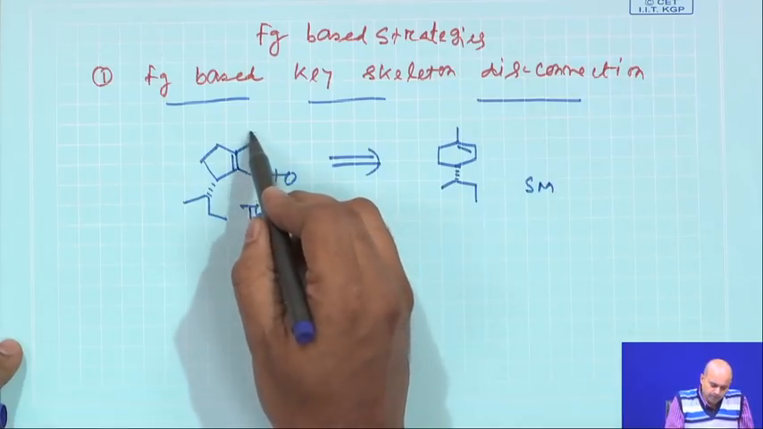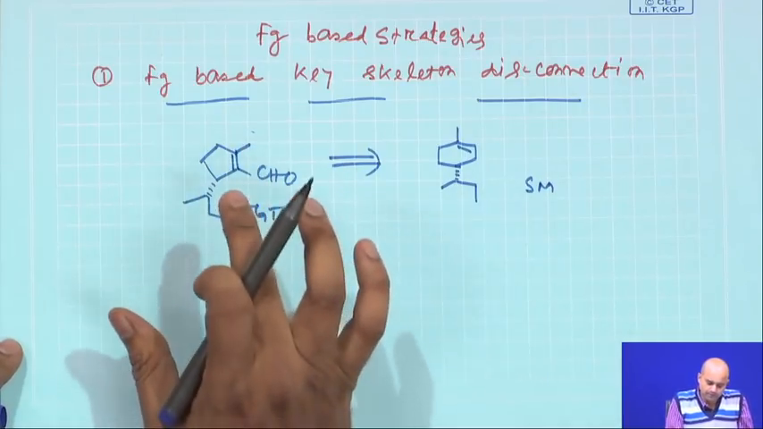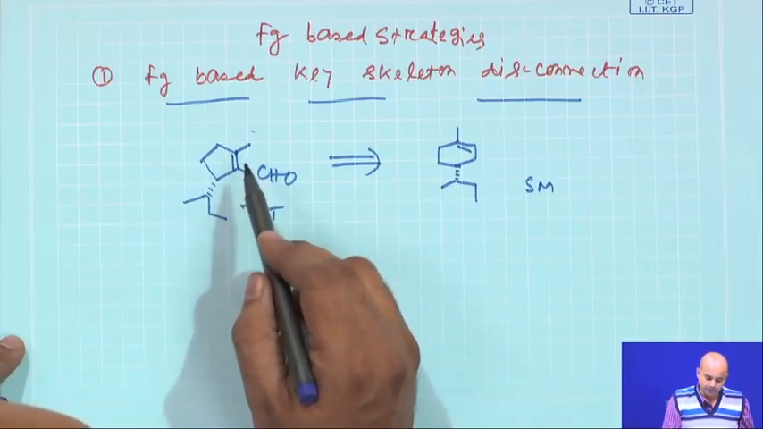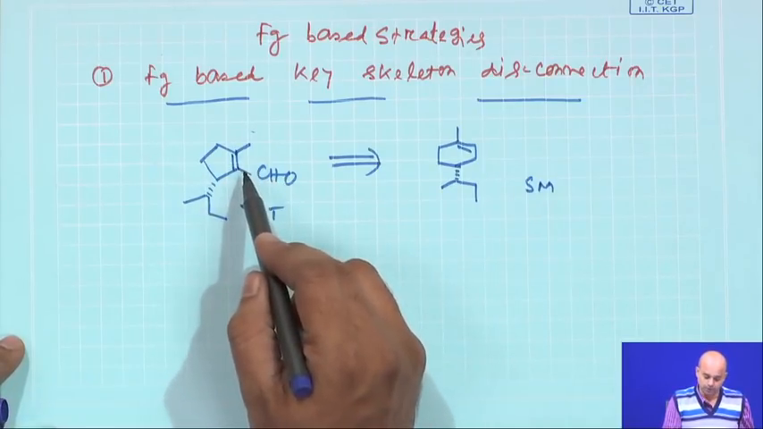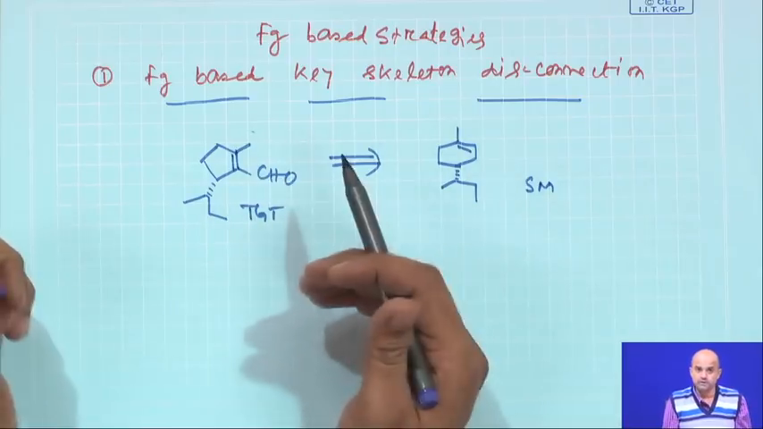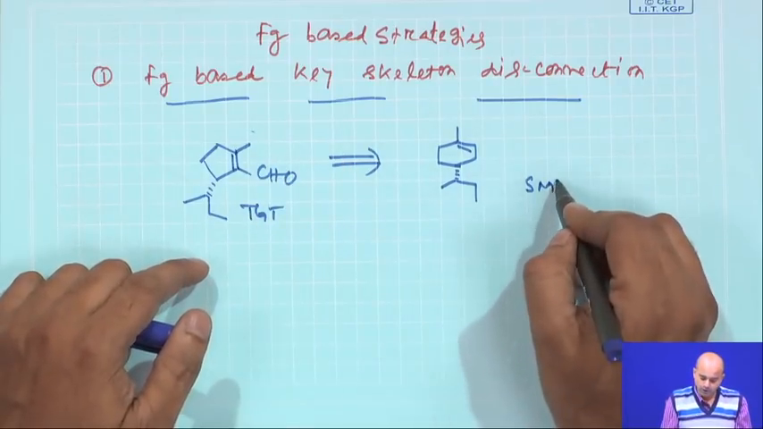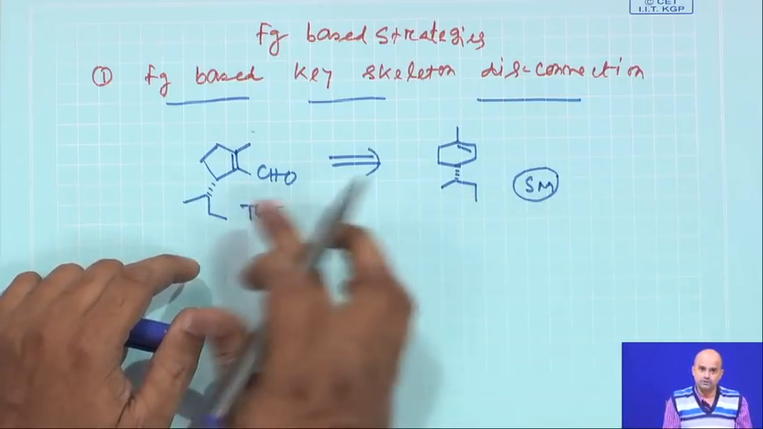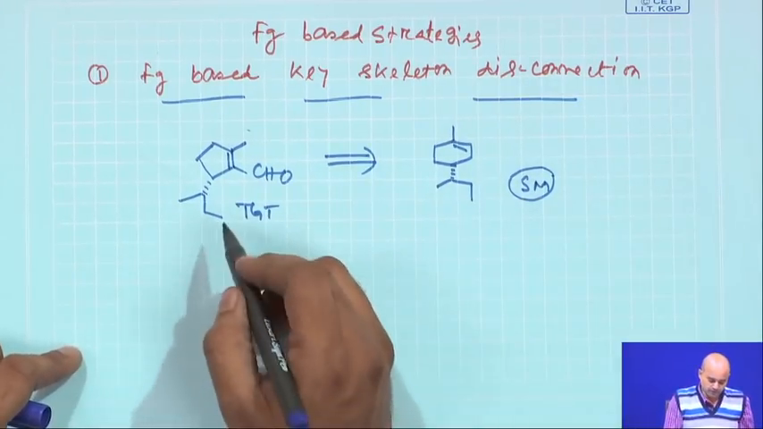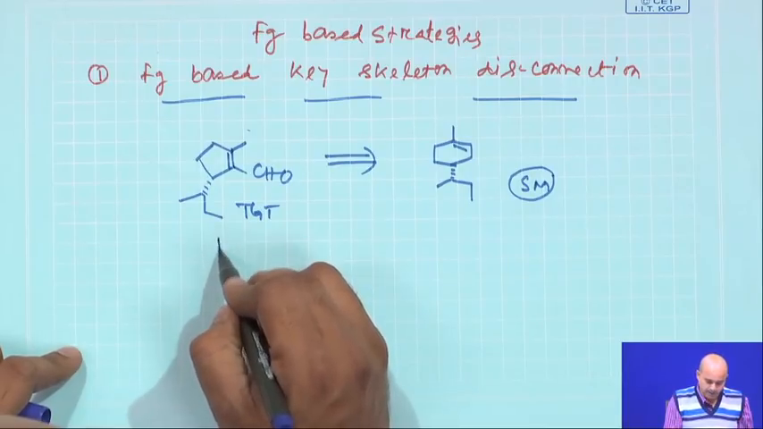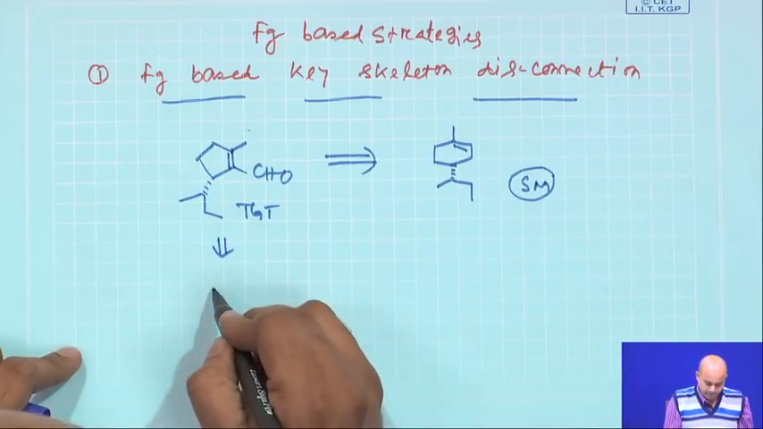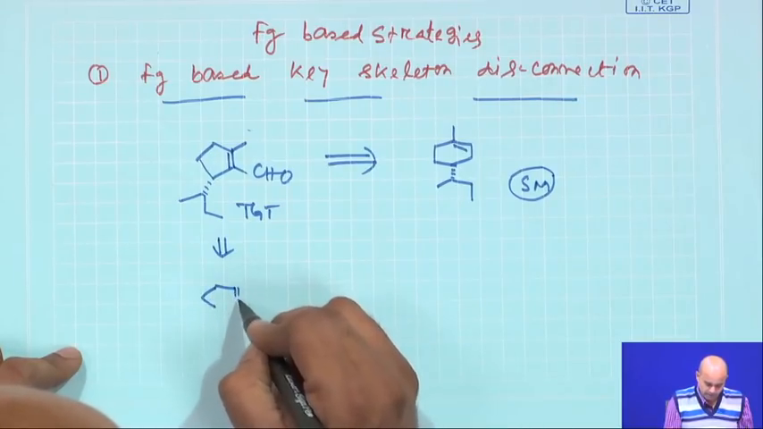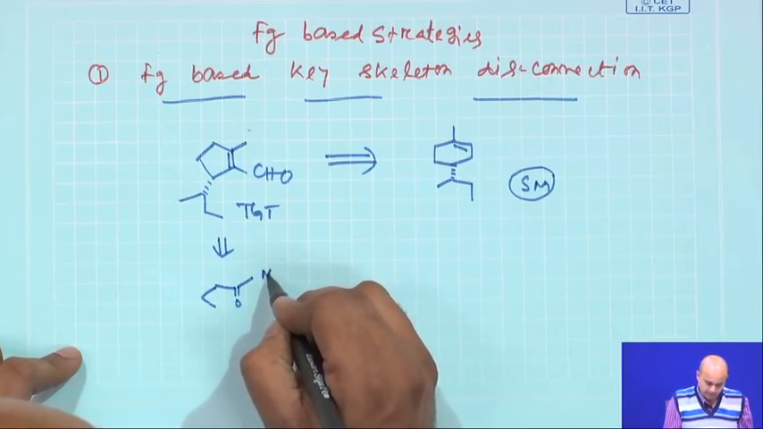So, this is the key skeleton of the target molecule, and you need to rely on the functional group present in this molecule to correlate how this target molecule relates to the starting material through some functional group based disconnection approach. Now, as you see, the alpha beta unsaturated aldehyde, probably the very first disconnection that will come to your mind will be something like this.